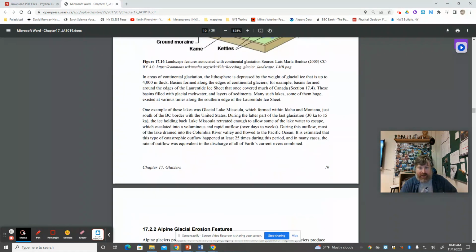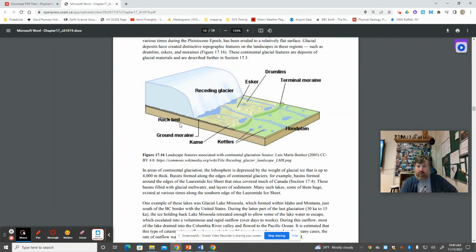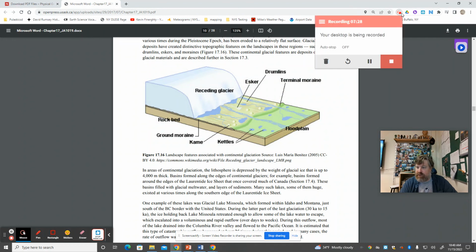All right, so when we come back, we'll get into what all these features are, where we find them in New York, and we'll see you then.